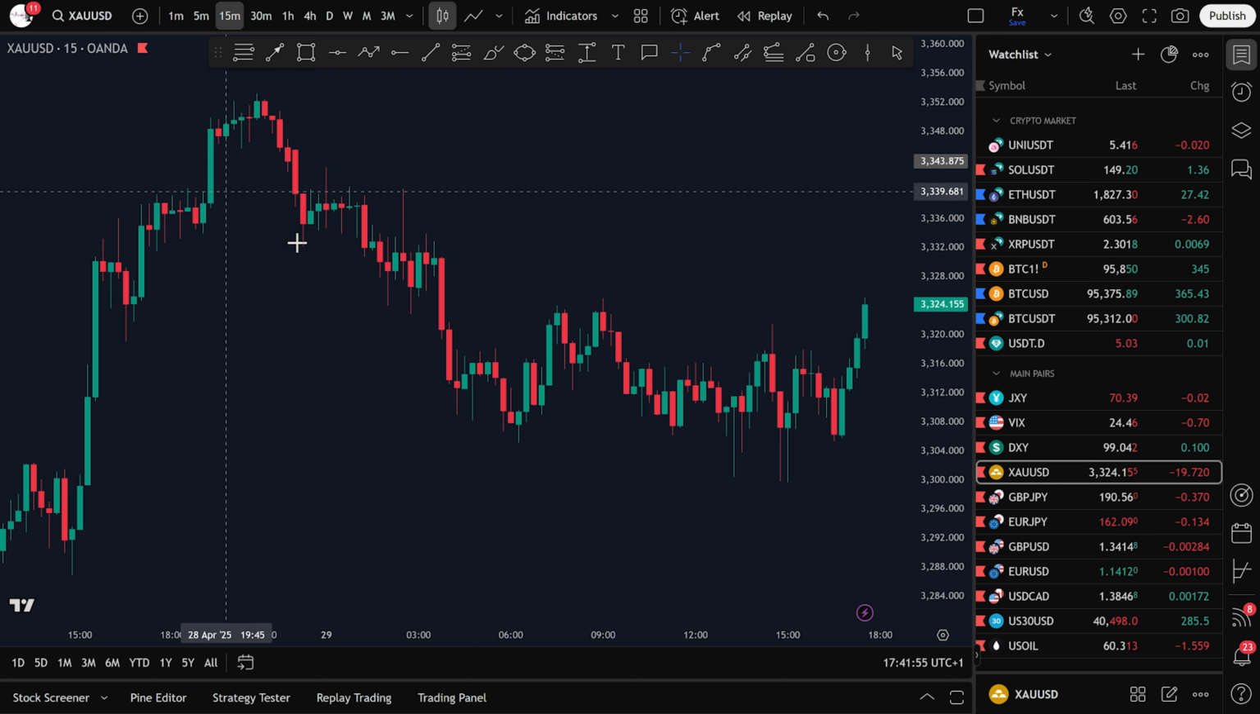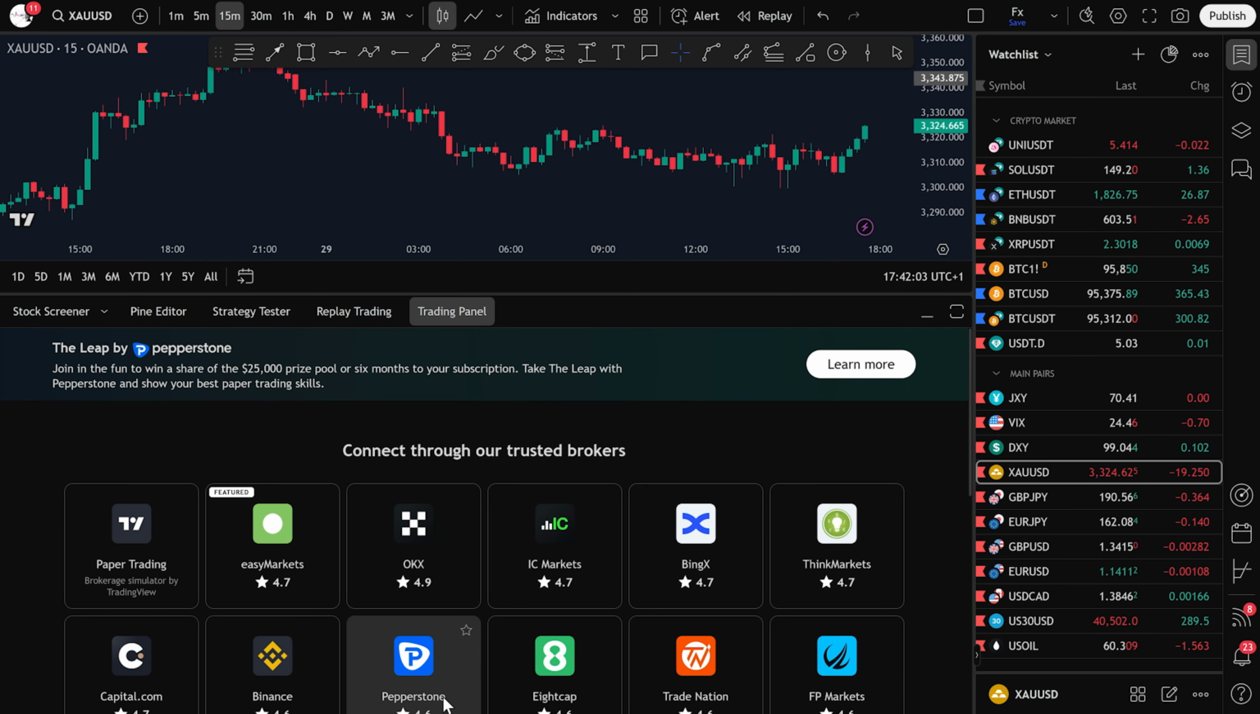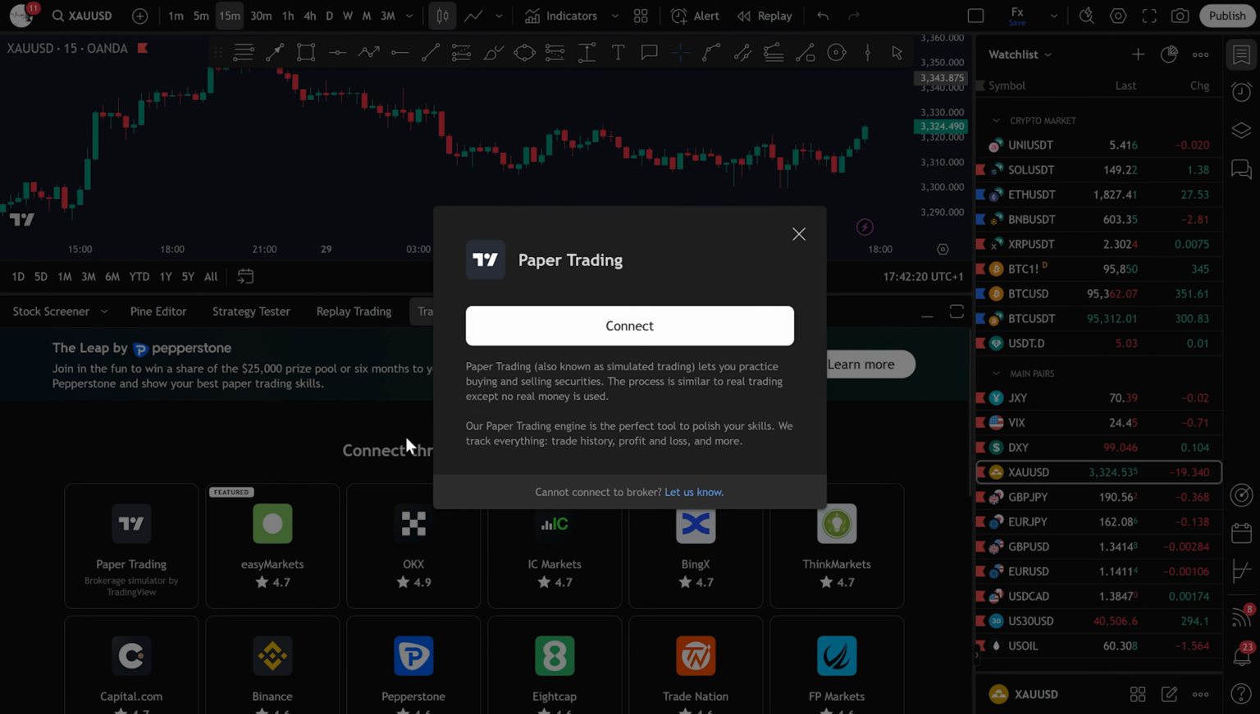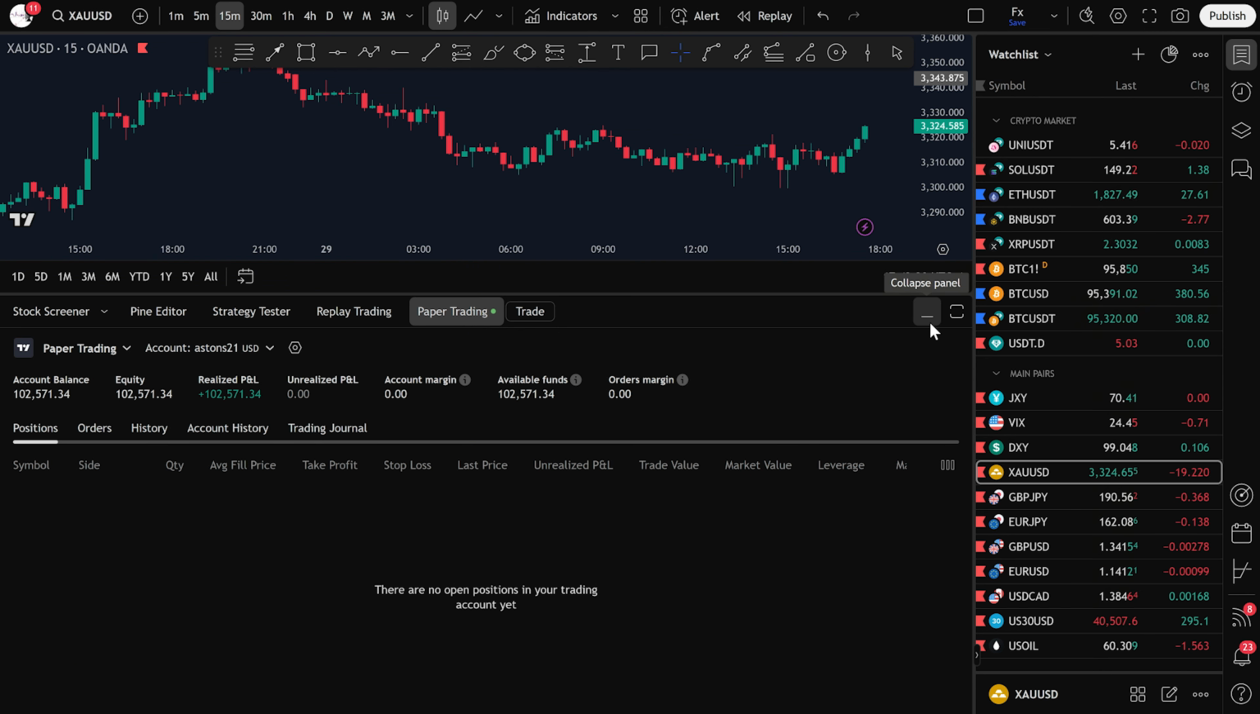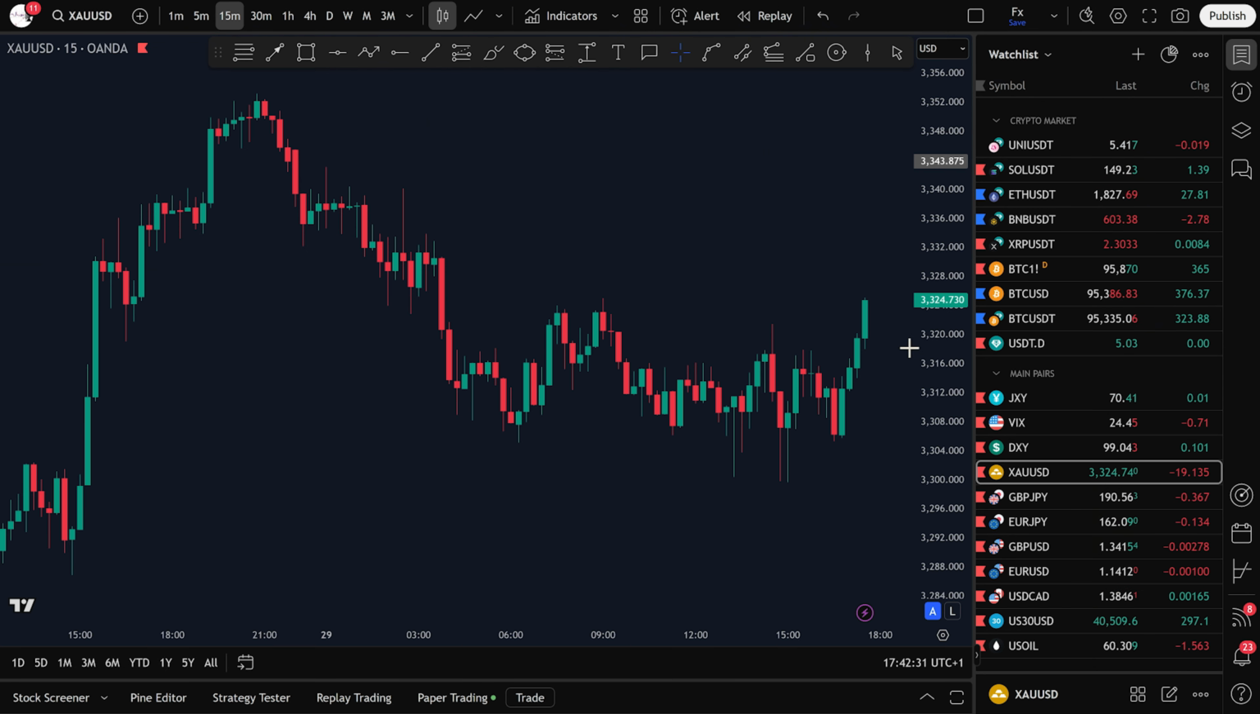Next, go down to the trading panel at the bottom of your screen. Here, you'll see a list of different brokerages you can connect to. But for this tutorial, we're going to use paper trading, which is TradingView's own simulator for practicing trades without real money. Click on Paper Trading, then click Connect. Once it's connected, you can now minimize the panel if you want, and you're ready to start paper trading.